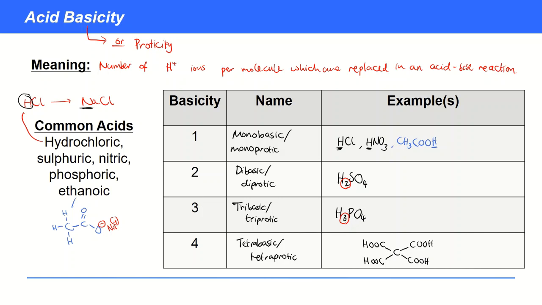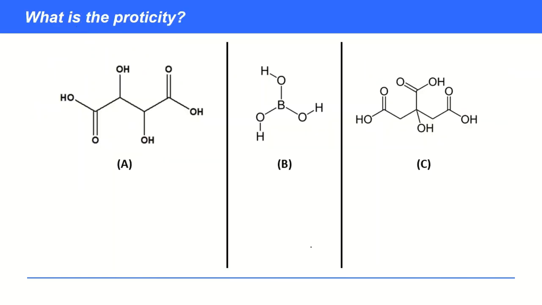There's doubtless going to be other examples. I'm not sure this molecule actually exists. You might have to stick a CH2 group in as well just to stop the clash between these groups. But something which has got 4 carboxylic acids, each one of these hydrogens can be removed in an acid-base reaction. So a little bit of question time for you now. What is the proticity of each of these molecules? Pause the video and see if you can assign them.